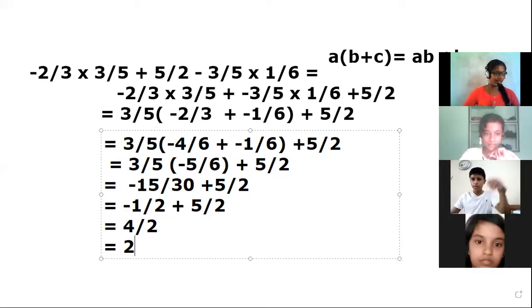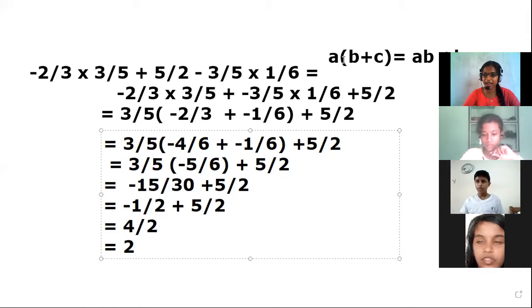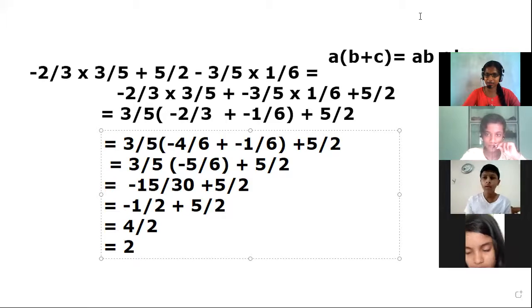That is exercise 1.1. The first question was to find the product using some properties. We have used the property of A into B plus C here. In this way, you have to find the remaining answers. Okay.